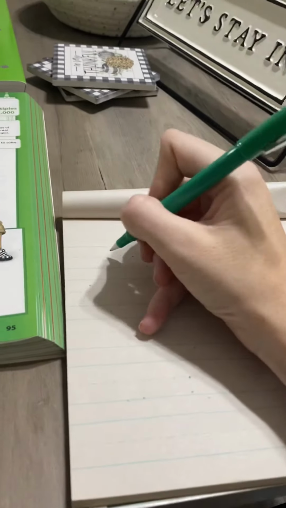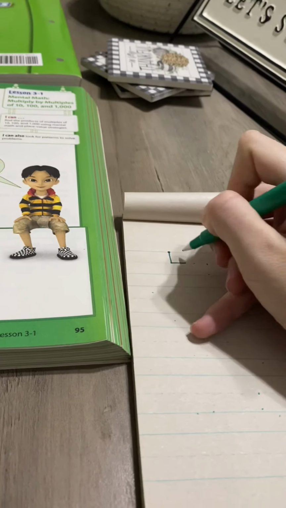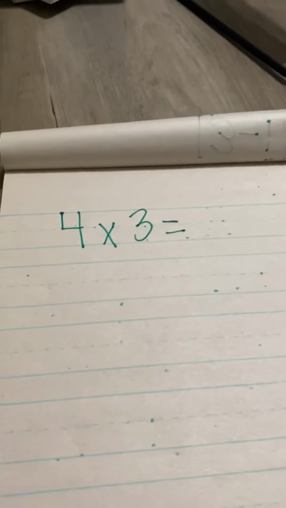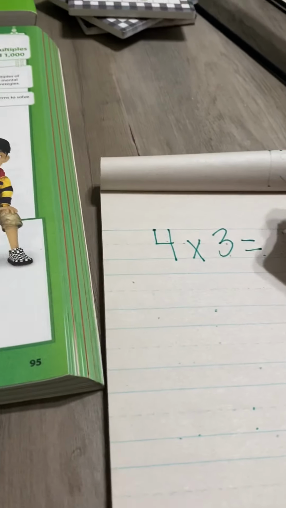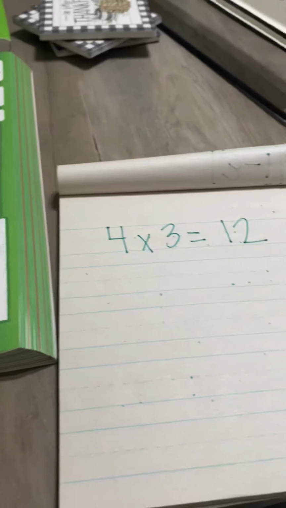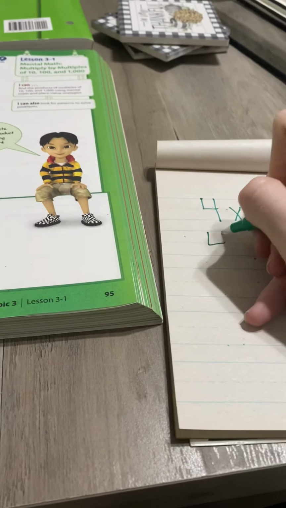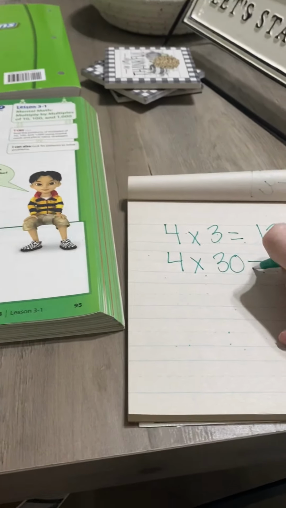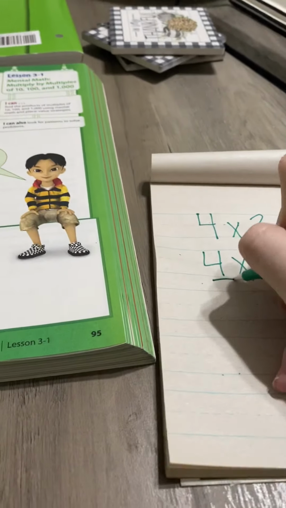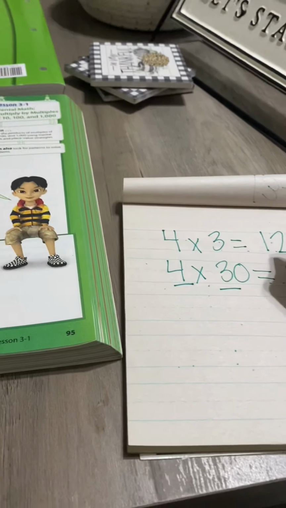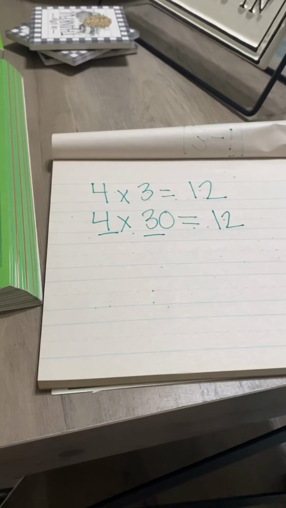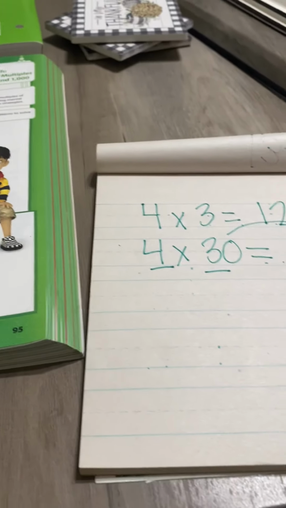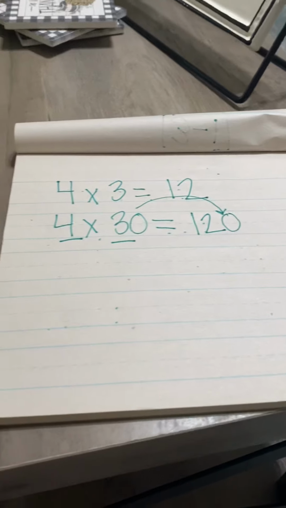So if I have 4 times 3, does anybody know what 4 times 3 is? That's right, it's 12. Then if I do 4 times 30, I might not know what 4 times 30 is off the top of my head, but I certainly know what 4 times 3 is, and that's 12. But this is 4 times 30, so I would just add this 0 right over here. So it would be 120.